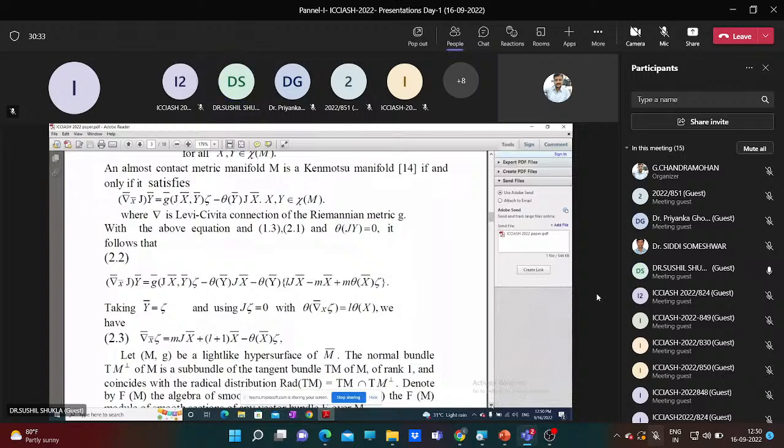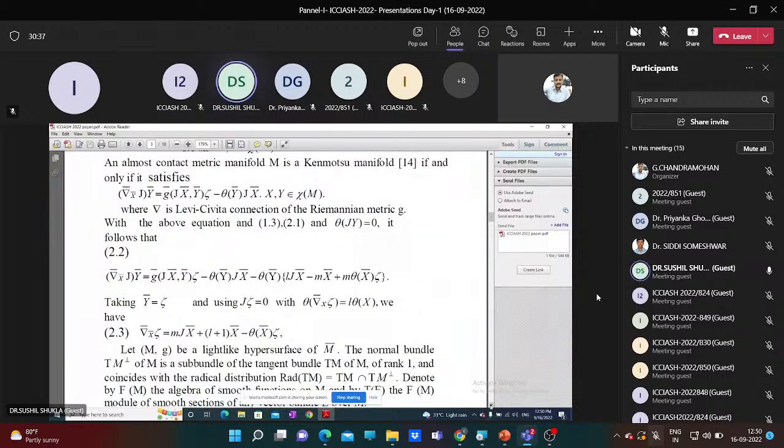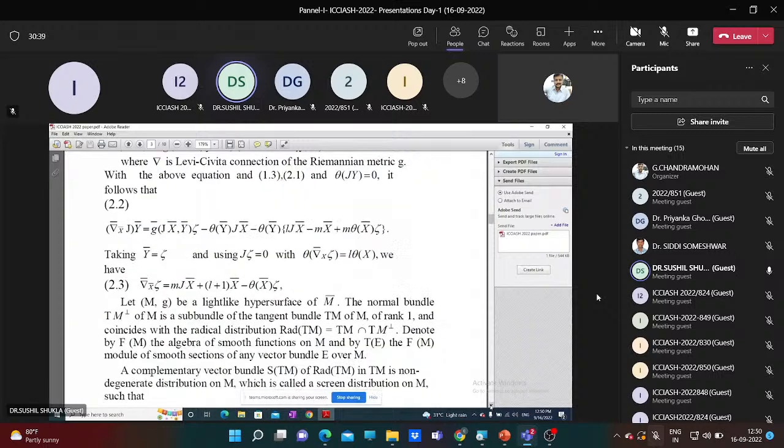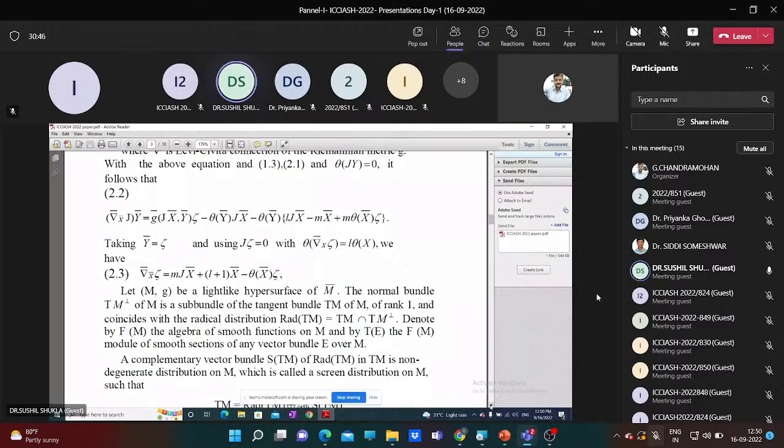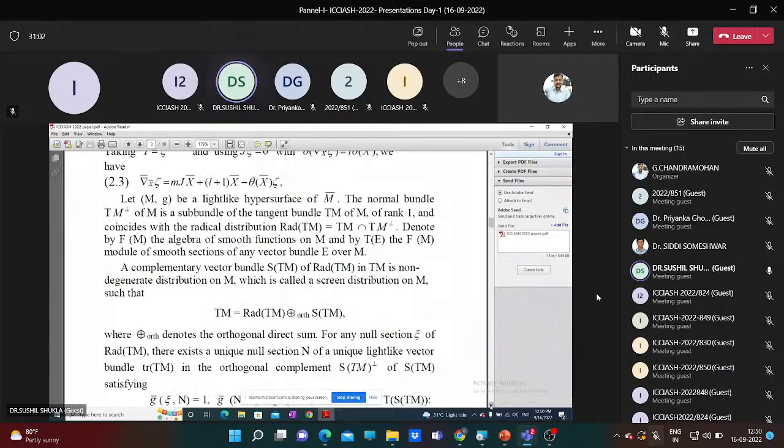And after further calculation, we can derive ∇̄_X̄ ξ = M J X̄ + (L + 1)(X̄ − θ(X̄)ξ). And let (M, g) be a light-like hypersurface of M̄, then the normal bundle TM^⊥ of M is a sub-bundle of the tangent bundle TM of M of rank 1 and coincides with the radical distribution, that is Rad TM = TM ∩ TM^⊥. These are some basics.